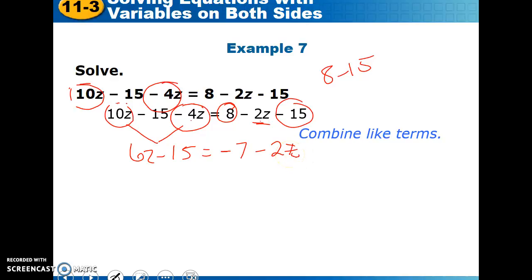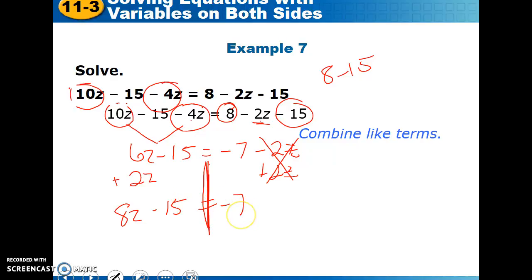So now we're just going to get the variables to one side since they're on opposite sides of the equal sign. So looking here, we could do minus 6z, or we could do plus 2z. So I'm going to do plus 2z to keep it positive, plus 2z. This one goes away. I'm left with 8z minus 15 equals negative 7.